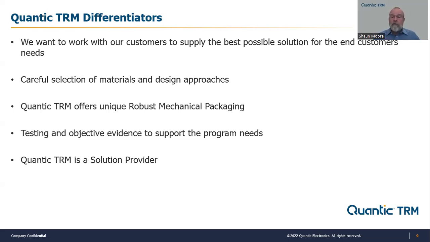We also have our own in-house testing facility, so we can provide objective evidence to make sure that we meet all the parameters that the system is required by doing this sort of work essentially in-house. Therefore, that service becomes a part of the data that gets supplied to the customer, and that gives you the objective evidence that what you've asked for is what you're getting. Bottom line here is that Quantic TRM is a solution provider that also provides hardware.